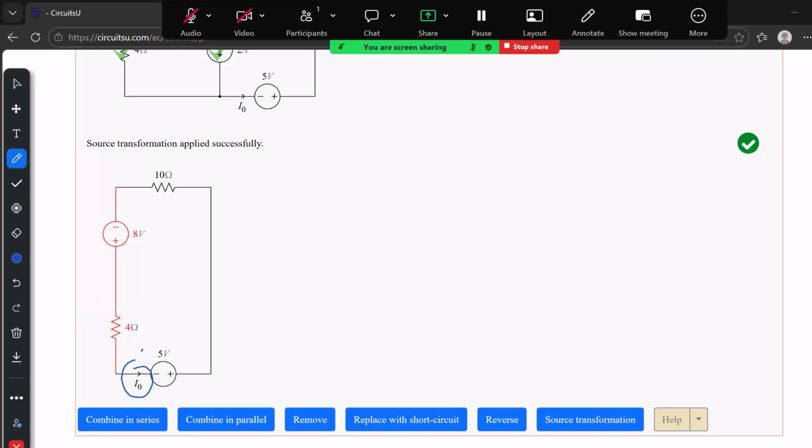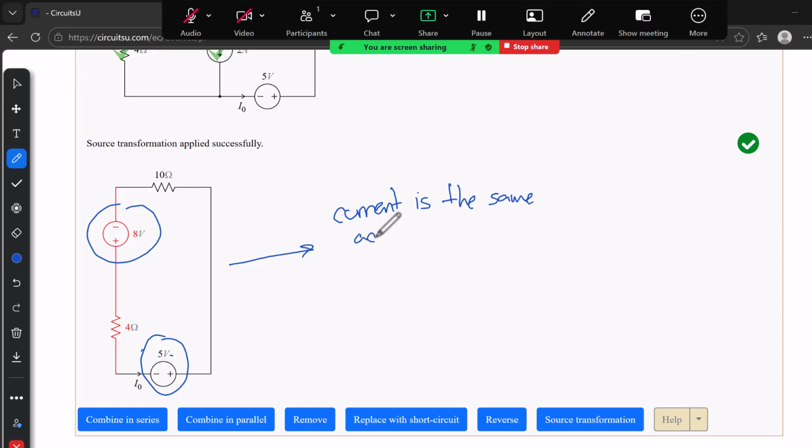However, CircuitsU lets you practice simplification, because it's a really important concept in circuit analysis and circuits in general. So we need to combine the elements in series now. And the nice thing is that, again, the current is the same in a series circuit, the same across each element in a series circuit.